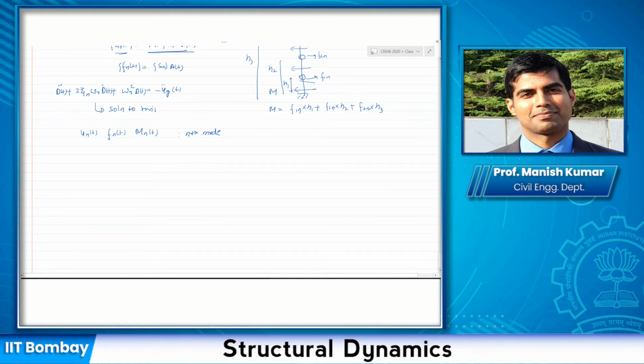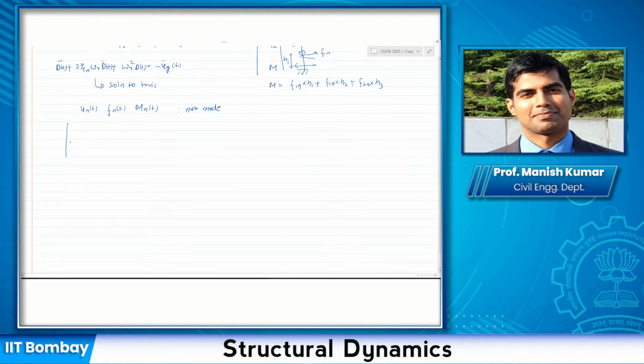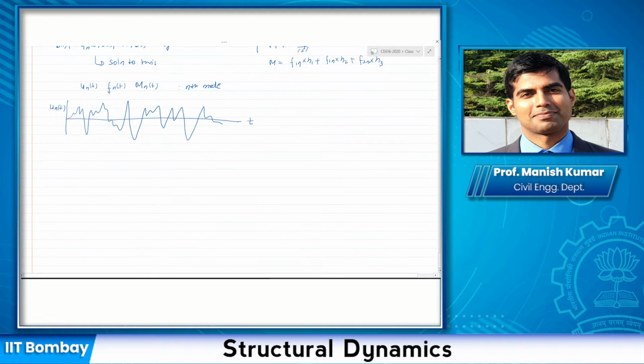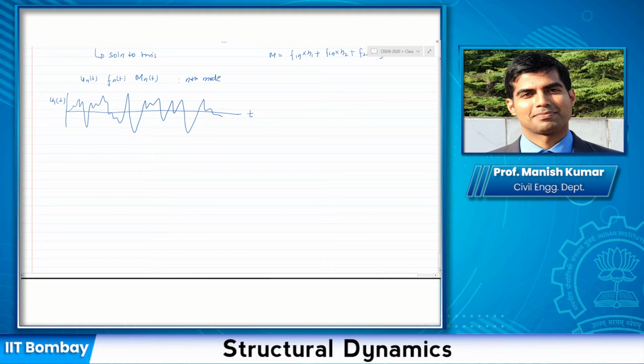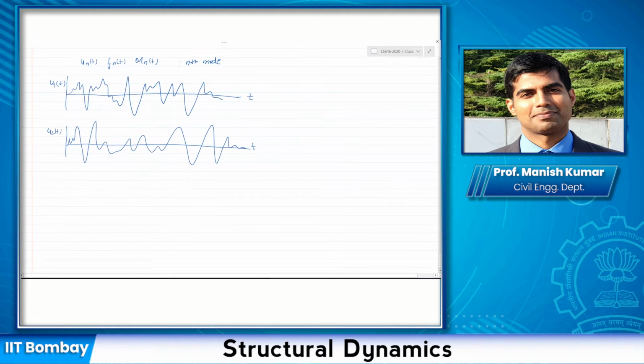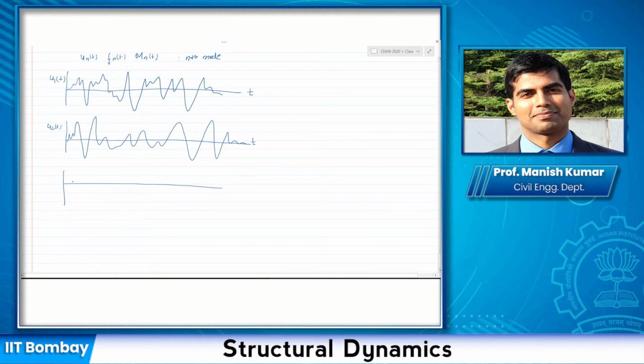Okay, so let us do something. Let me say this is my displacement UNT, and this is the time variation. As we know, it would look something like this here. Now let us say this is the first mode instead of saying Un. Okay, and the second mode would be something like this. The third mode would be again something like this.